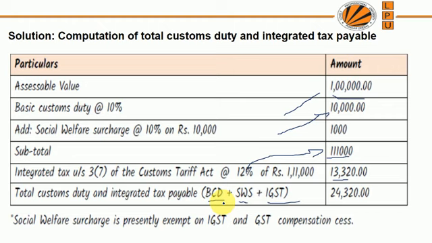After total tax payable, if the question asks what is the total value paid by the importer, then to these three values we have to add the assessable value also, which is 1 lakh in this case. After adding the assessable value, we will get the total value paid by the importer, which is 1,24,320.